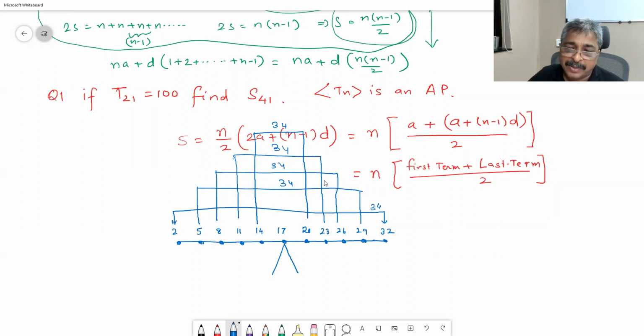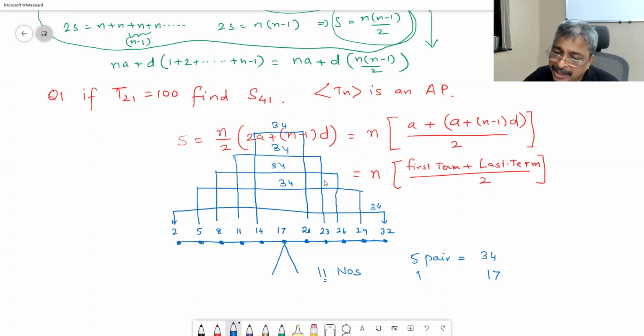Therefore, how many such pairs are there in this case? There are a total of 11 numbers, and we got how many pairs? 5 pairs, each adding to 34. And one number remaining, the 11th number, because they are pairs. So if it is odd, then always one number will remain, which is the number at the center, and it is 17. So the total will be 5 into 34 plus 17.